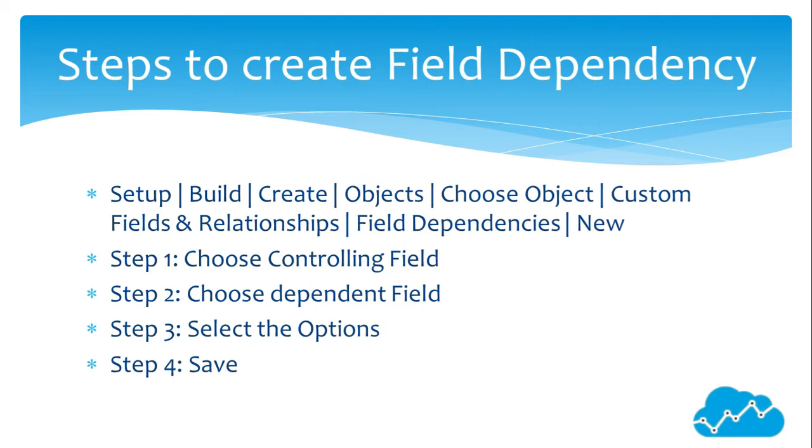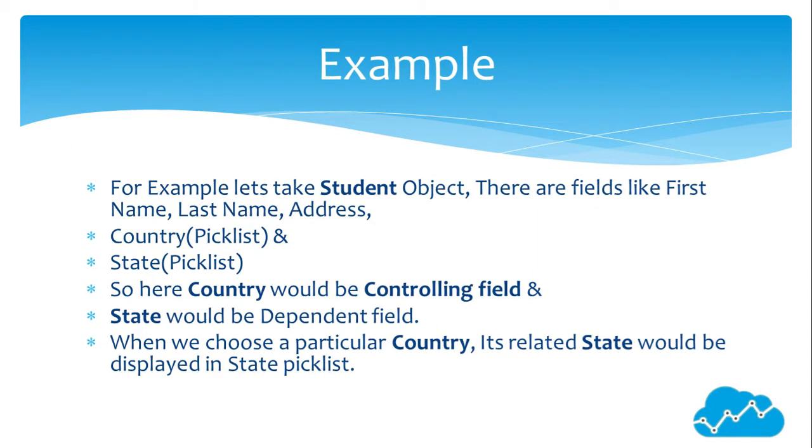Steps to create a field dependency: Setup, Build, Create, Objects, choose the object, Custom Fields and Relationships, Field Dependency, and click New. Step 1, choose the controlling field. Step 2, choose the dependent field. Step 3, select the options. Step 4, save. Example: for example, let's take the student object.